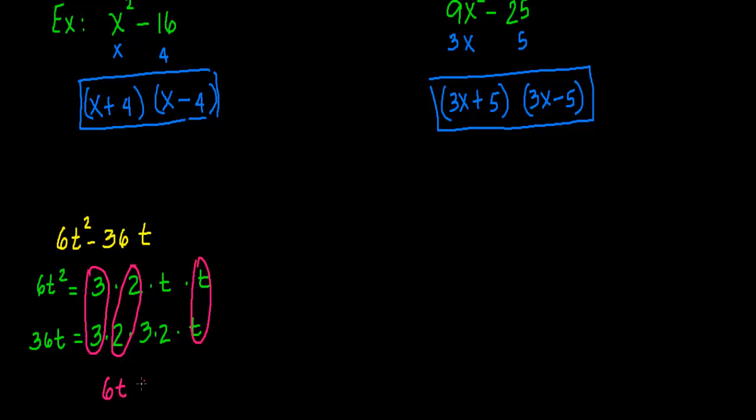That is the monomial that goes outside the parentheses, and then I open a parentheses, and what's left of that first term without being circled is t. That's your first term inside the parentheses. I have a minus here, so a minus here. And then in the second term, what's left that's not inside a circle is 3 times 2, which is 6. And there you have it. You have factored that expression. And if you check, 6t times t is 6t squared, and 6t times negative 6 is negative 36t. So this is correct.